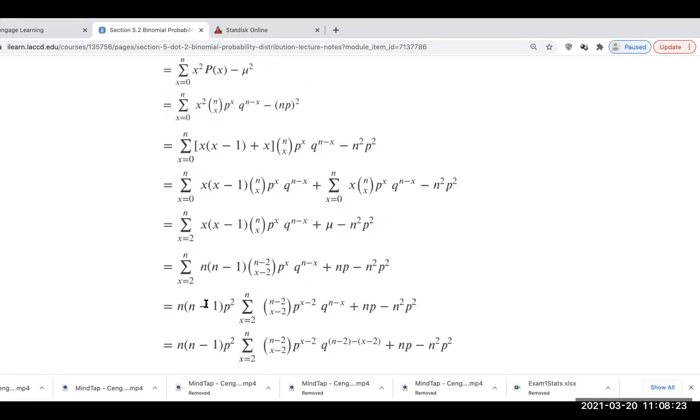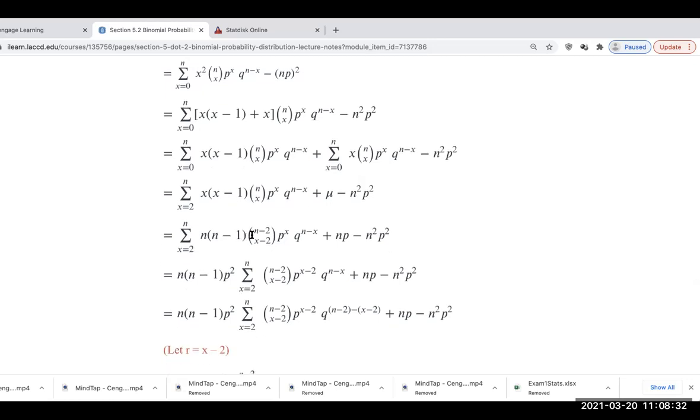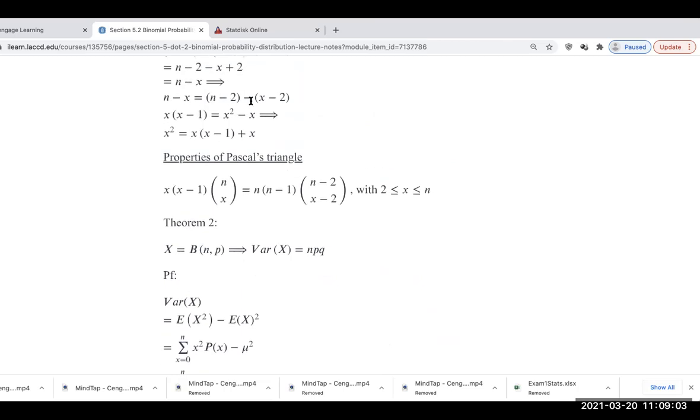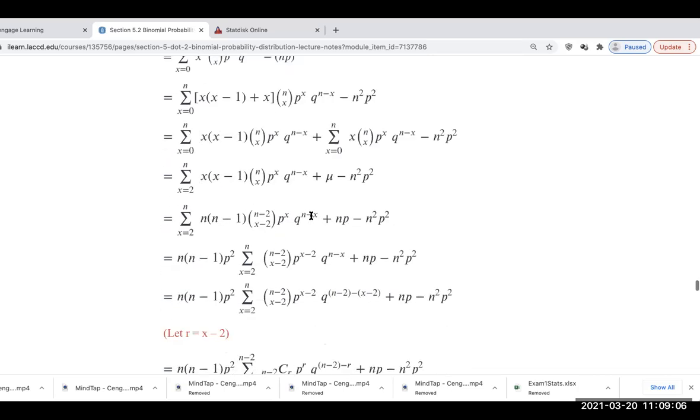Let me bring n times n minus 1 and a p squared outside the summation. So what remains is the n minus 2 Cx minus 2. I've taken out 2 of the p's, so that's a p to the x minus 2. And then what remains is q to the n minus x. Let's just bring down these last 2 terms and replace n minus x by n minus 2 minus x minus 2.